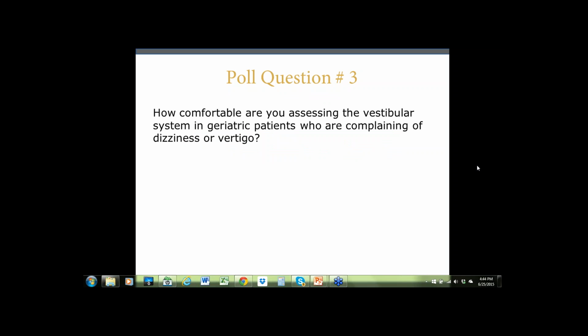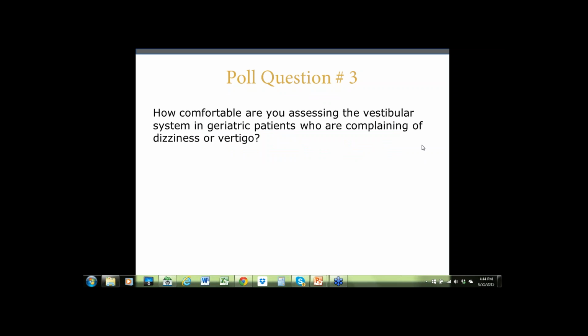So it looks like our numbers are coming in, and I'm going to close the poll. About 19% said that they're not at all comfortable in assessing their geriatric patients. 31% said they're somewhat comfortable, and 50% said very comfortable. So I'm glad to see that there are quite a number of you out there who have experience with geriatric patients. Hopefully we have something to share with you as well. But it looks like about 50% of our audience is not very comfortable assessing their geriatric patients. Kim. Okay, got it. Very good.